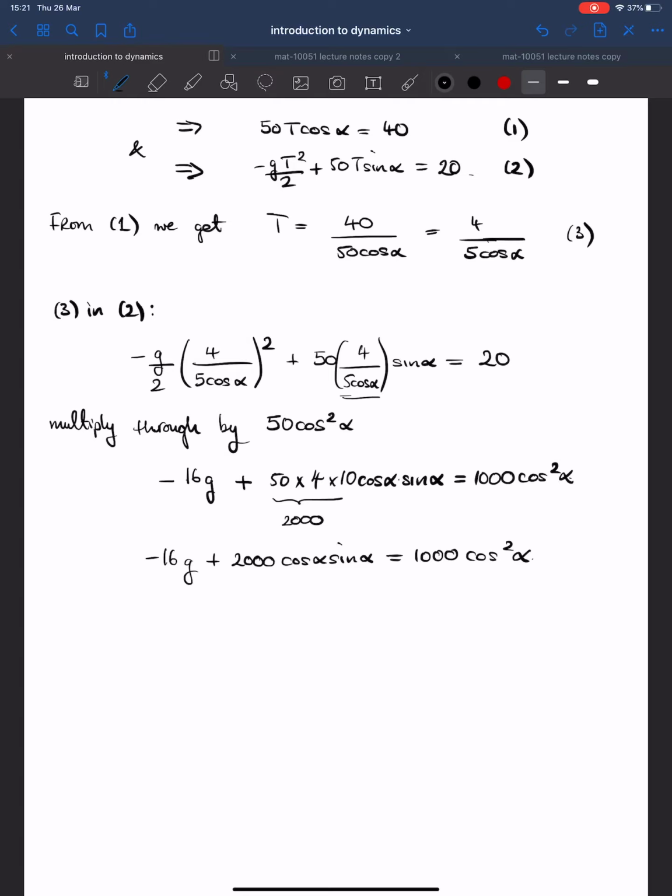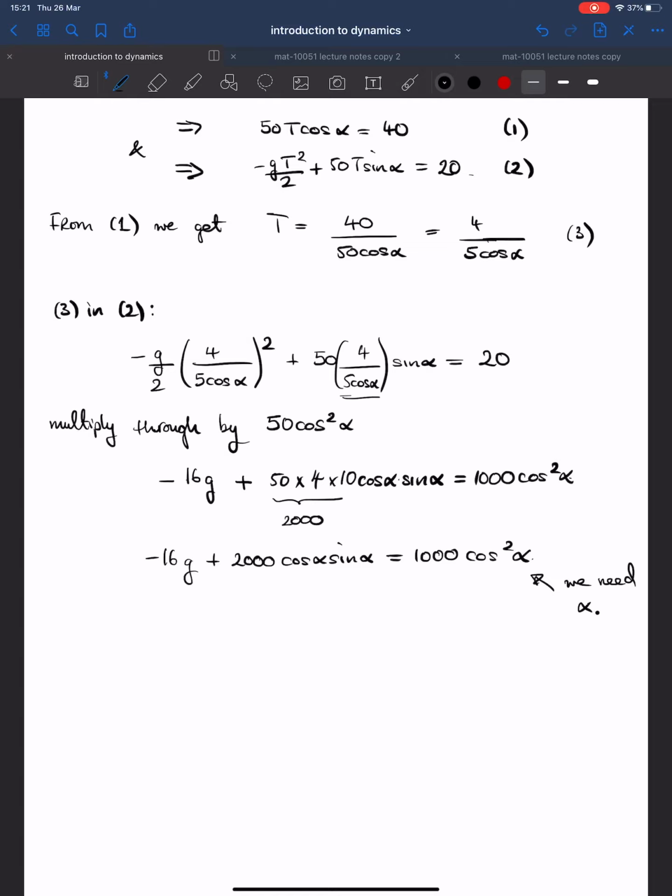Next, it looks pretty impervious at the moment. Looks really, really tough. What we're after is we need alpha. Remember that the goal is to get alpha. And we have this cos squared alpha and cos alpha and sine alpha. So it looks pretty tough.